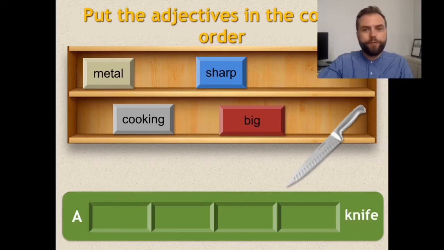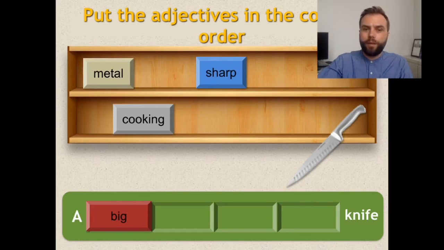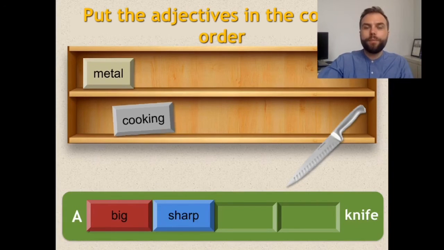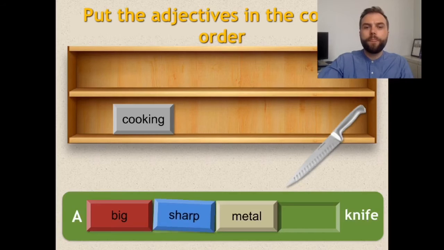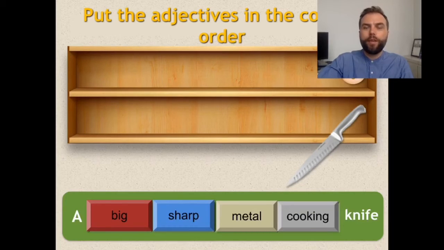This one is a knife. What's the first adjective? Big. Okay, so the first one is size. A big, sharp, metal, cooking knife. Okay, a big, sharp, metal cooking knife.